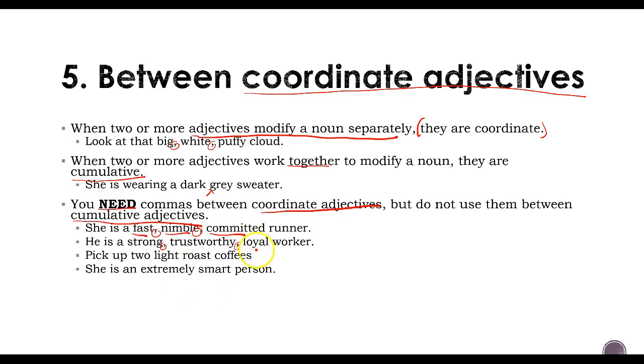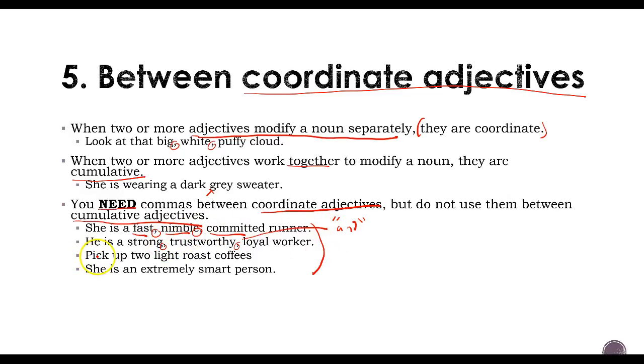So this rule is a little bit tricky. There is one thing that can help you with the rule, and that is if you can put the word "and" between each of the adjectives, then you would use a comma. So the test is, she is a fast and nimble and committed runner. So it doesn't sound that awkward to put fast and nimble and committed runner, so we can put the commas in there. Same with this one. He is a strong and trustworthy and loyal worker. So it makes sense with the ands there.